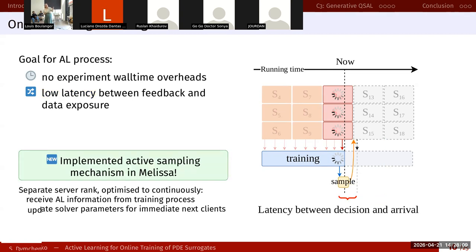Therefore, we can do something like this. I implemented the active sampling mechanism in Melissa, which achieves both of these goals, communicating the new data directly to the solvers as soon as possible.